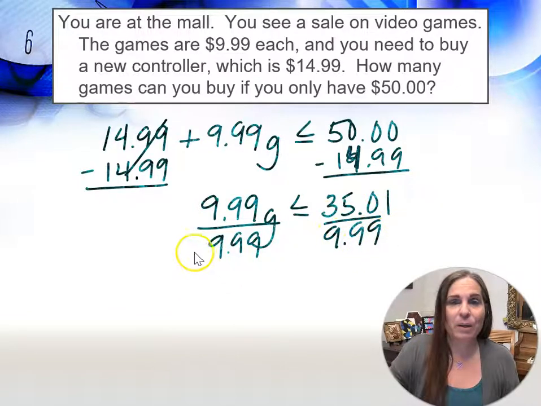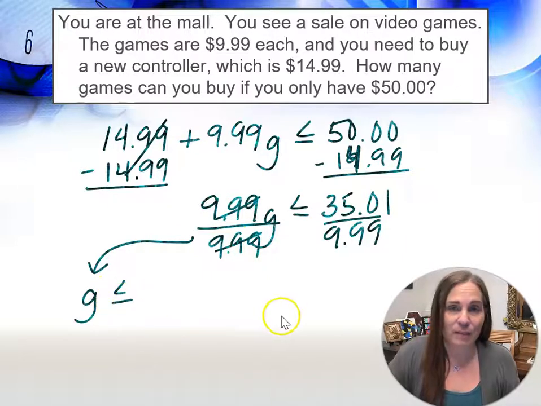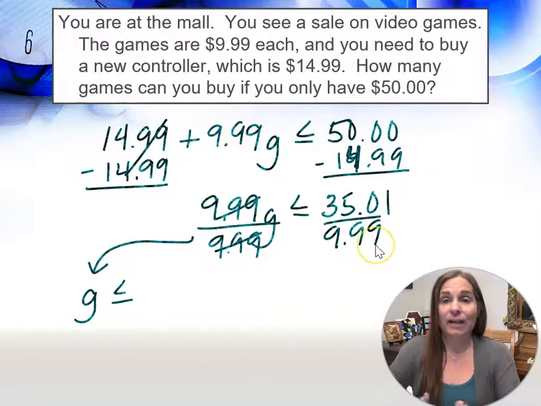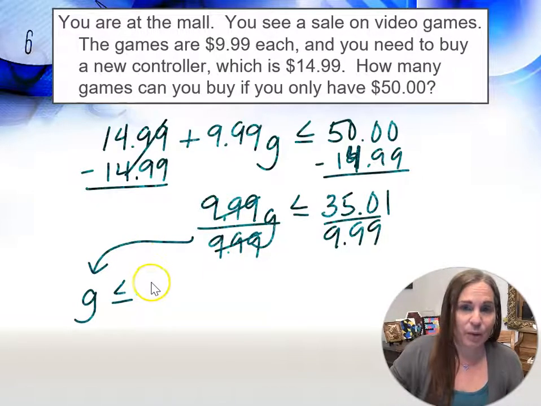And I'm going to move my problem over here because I have a little more room. So $9.99 divided by itself leaves me with just G. And then I leave my inequality symbol. And then I'm going to do this on the calculator too. I'm going to do 35.01 divided by 9.99. And I got 3.5.